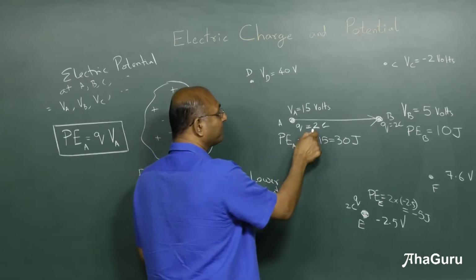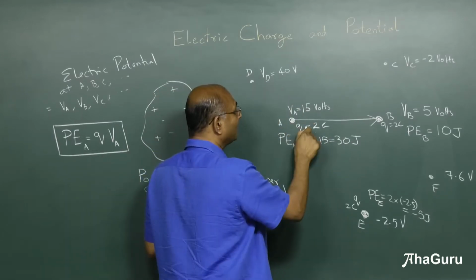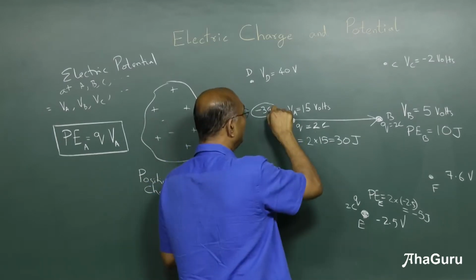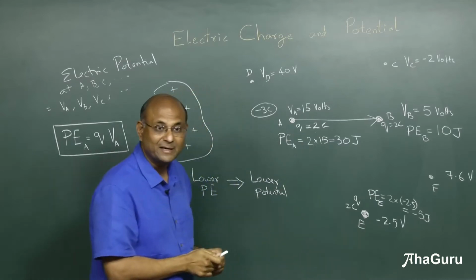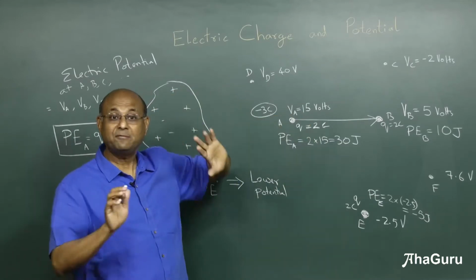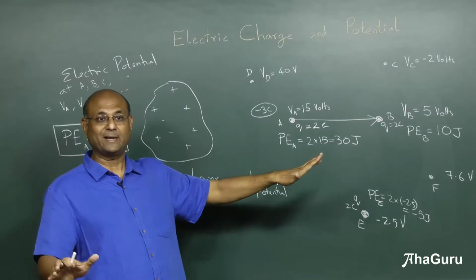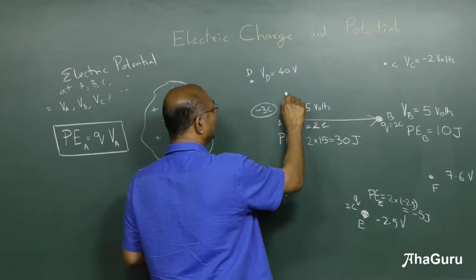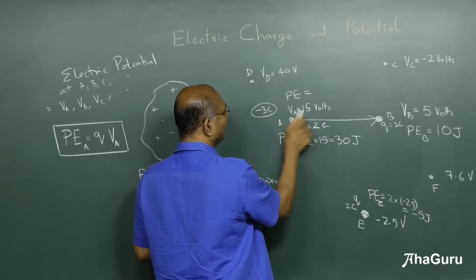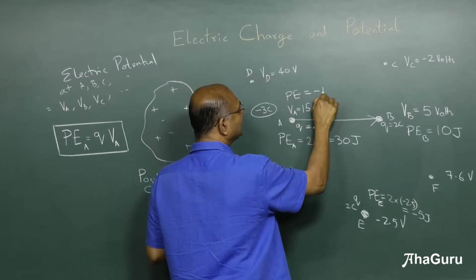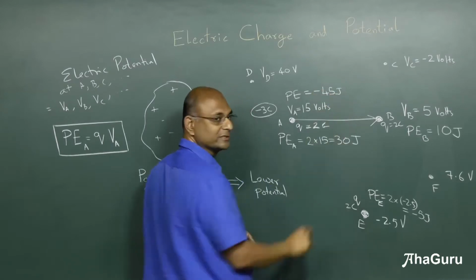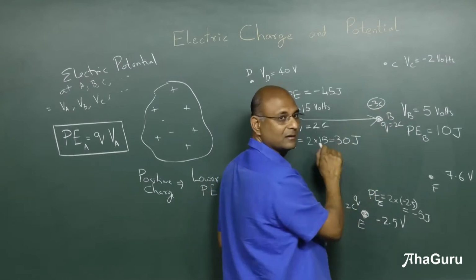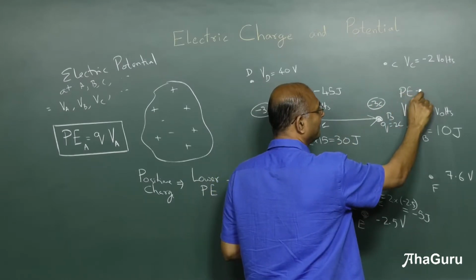But suppose instead of plus 2 coulombs, suppose it was minus 3 coulombs. And if minus 3 was here, how much potential energy will it have? Minus 3 into 15. See, VA does not change. VA is always 15. The point is, what about the product? The potential energy, now, how much is it? Minus 45 joules. And when this minus 3 comes here, how much potential energy will it have?